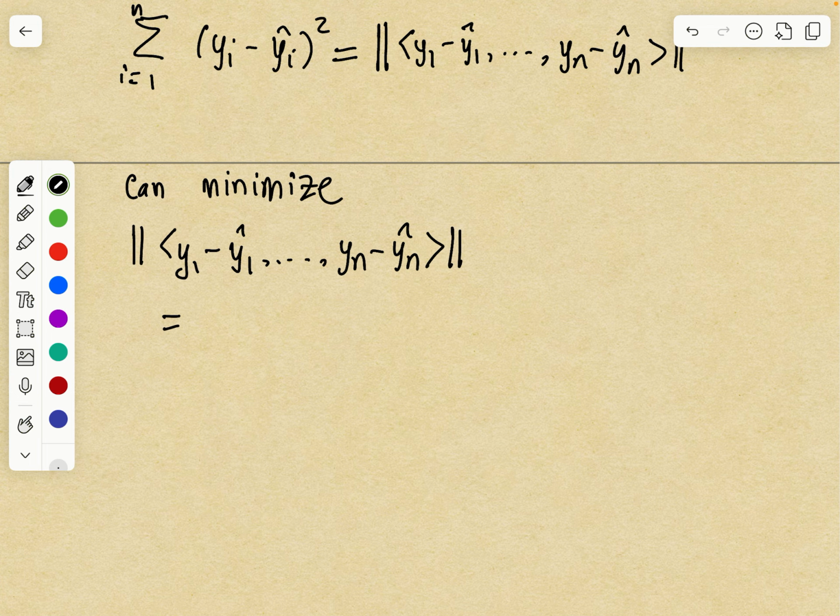Now this is the same as the magnitude of the following. I can split up these vectors into y1 to yn, that's a vector we're given, minus y1 hat, y2 hat, all the way to yn hat.